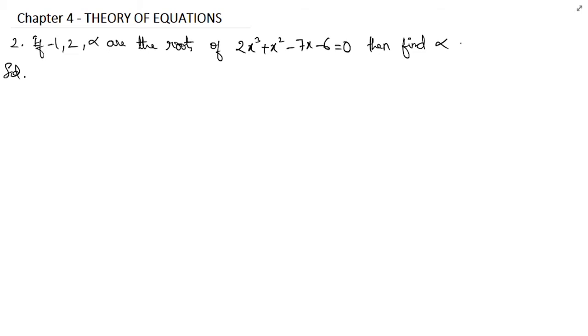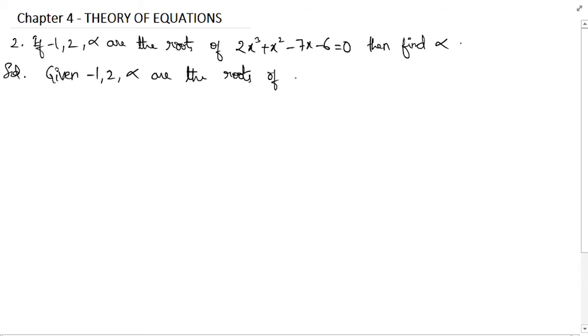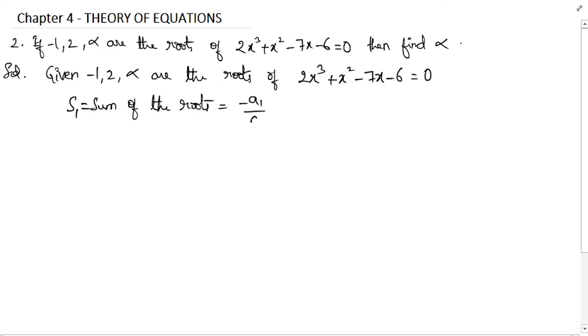If minus 1, 2 and alpha are the roots of the equation 2x cube plus x square minus 7x minus 6 is equal to 0, then find alpha. Okay, so we have to find the root value of alpha here. So it's given that minus 1, 2 and alpha are the roots of the equation 2x cube plus x square minus 7x minus 6 is equal to 0. So here we know that the sum of the roots, which is called S1, is equal to minus A1 by A0.